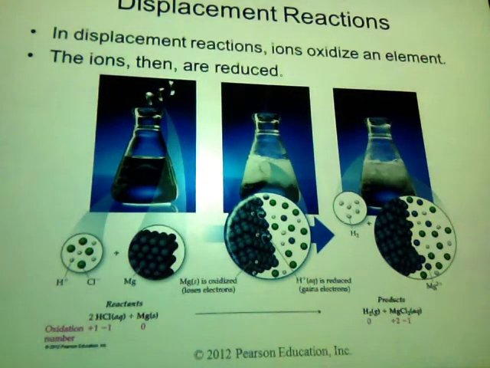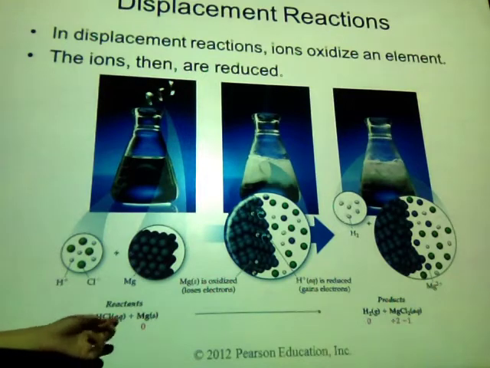Okay, so now we're going to shift gears and go into displacement reactions. Most displacement reactions are also considered to be redox reactions. In a displacement reaction, what we have learned is that one element is coming in and displacing another element. So we can also think about it as ions are oxidizing an element, and then the ions are going to be reduced. So in this specific case here, I am reacting hydrochloric acid, HCl, with magnesium.